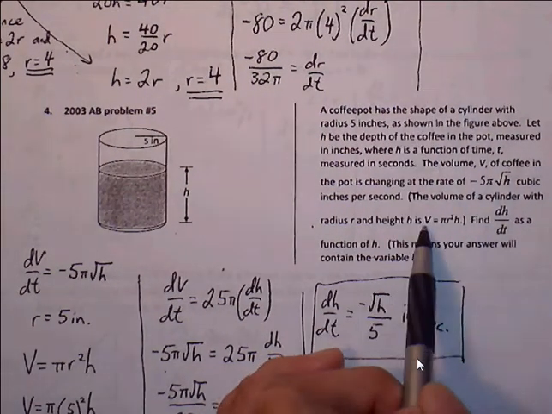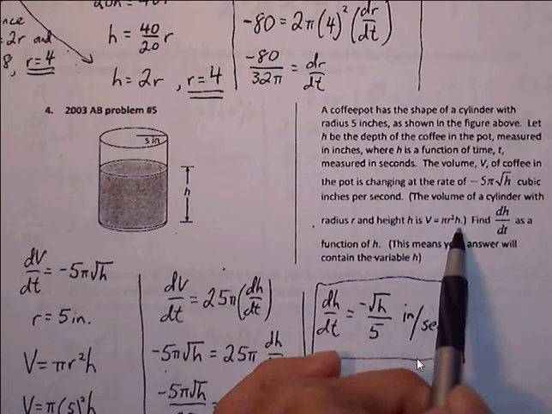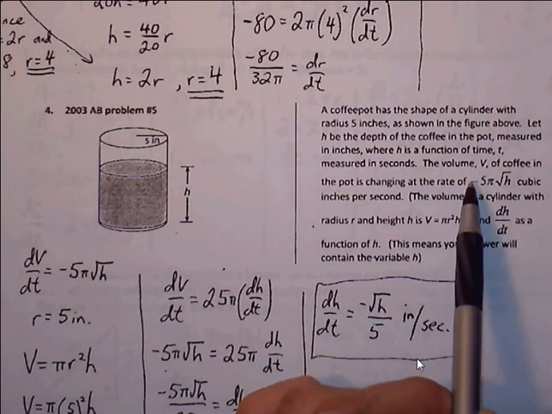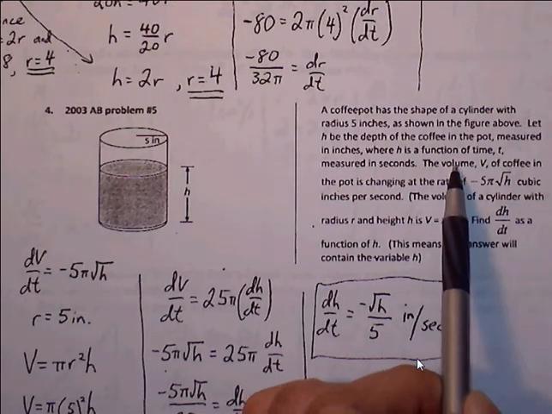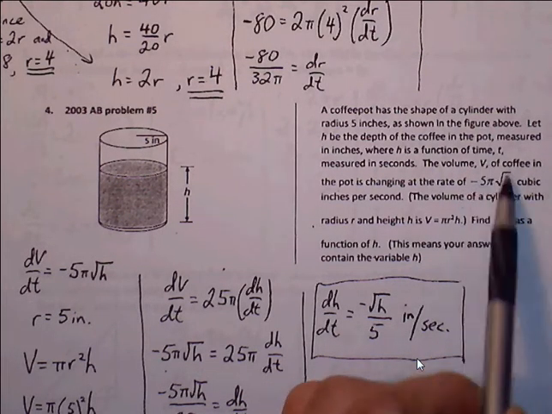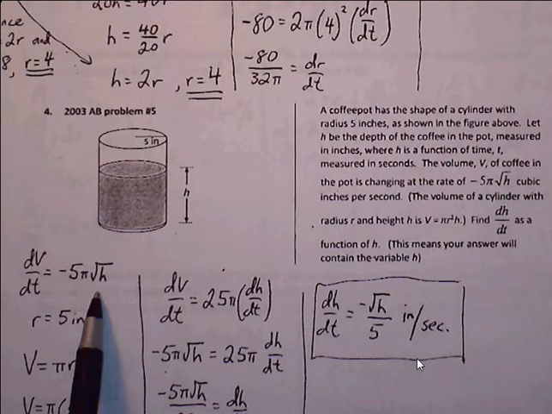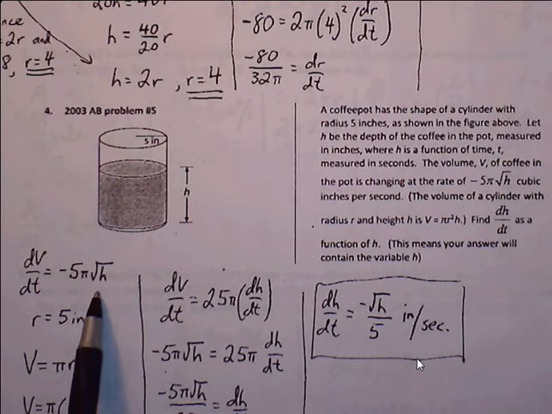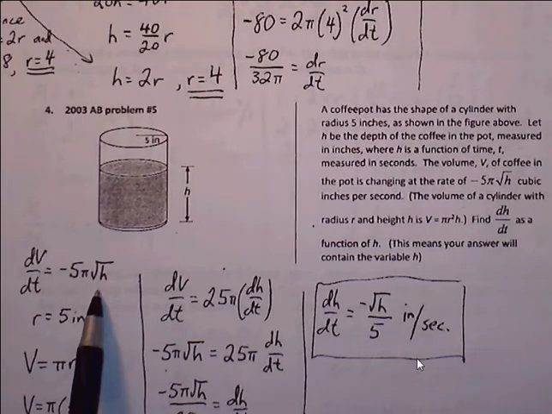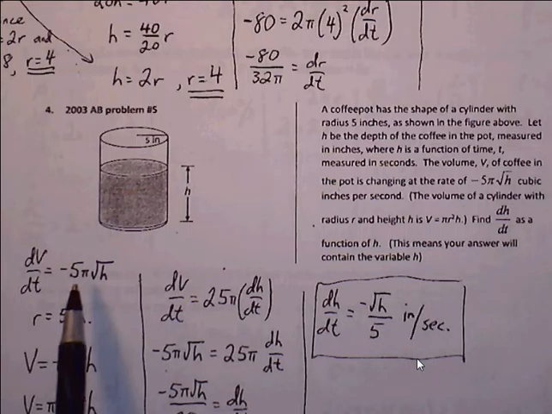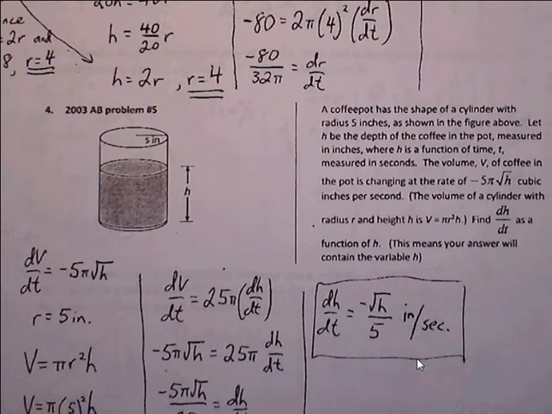All right, let's list out the information that's given to us. We know what the volume equation is, V is equal to pi r squared h. The rate at which the volume is changing, dV/dt, is the value given to us in the problem. So dV/dt is -5 pi root h. We know the radius is 5 inches. And we know the volume formula is V equals pi r squared h.